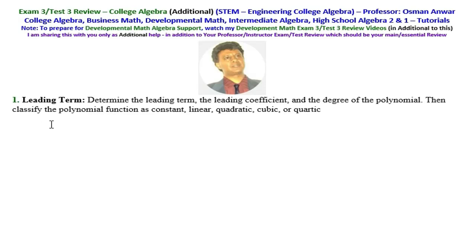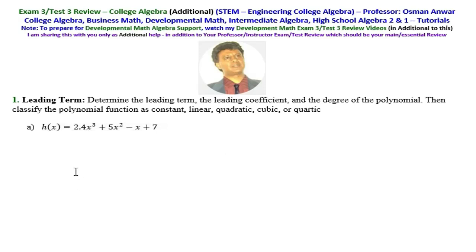Number 1 is leading term. Determine the leading term, the leading coefficient, and the degree of the polynomial. Then classify the polynomial function as constant, linear, quadratic, cubic, or quartic.